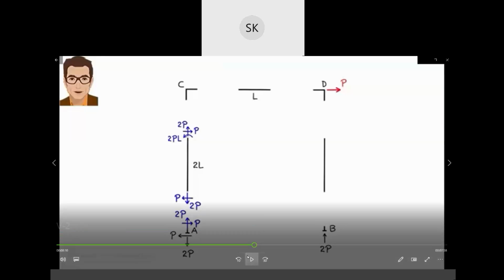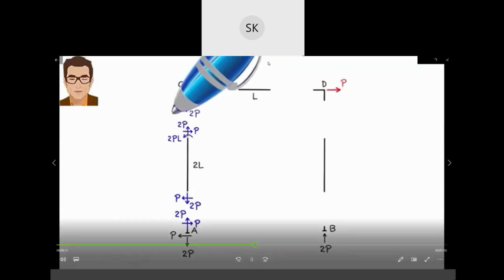And movement with the end slope and energy. The forces at the beam end are opposite to those at the column end.